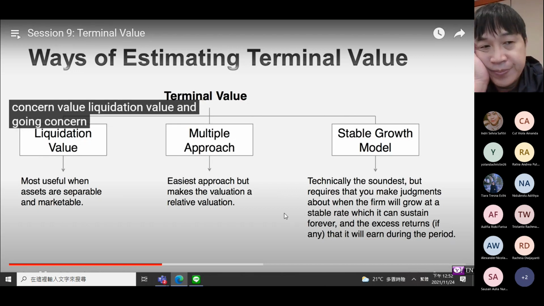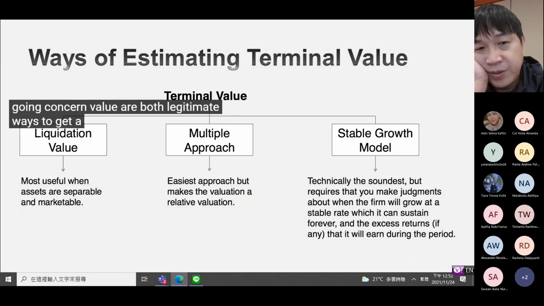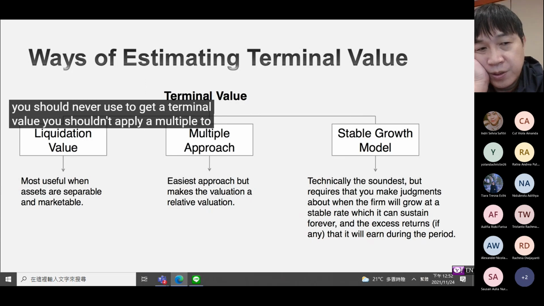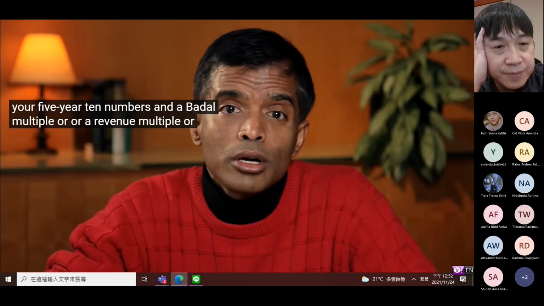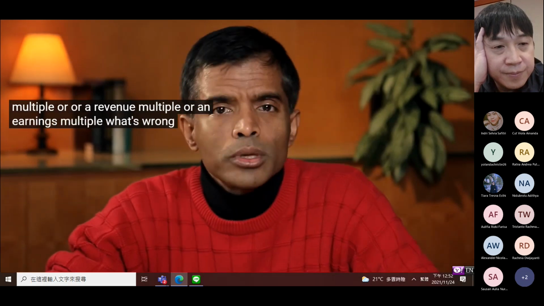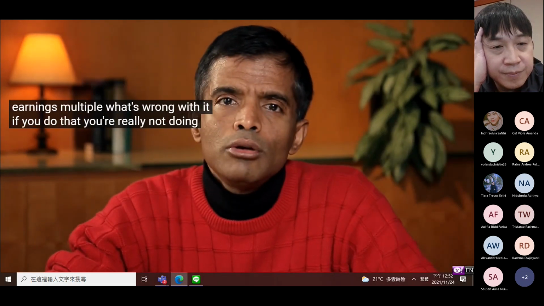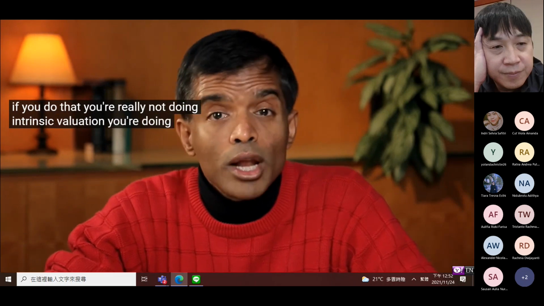Liquidation value and going concern value are both legitimate ways to get a terminal value. So I've given away the game. Here's the one way you should never use to get a terminal value. You shouldn't apply a multiple to year 5 or year 10 numbers, an EBITDA multiple or a revenue multiple or an earnings multiple. What's wrong with it? If you do that, you're really not doing intrinsic valuation. You're doing relative valuation. You're using a multiple.